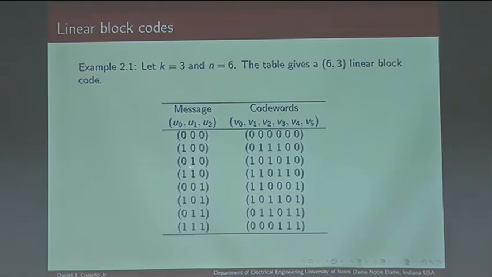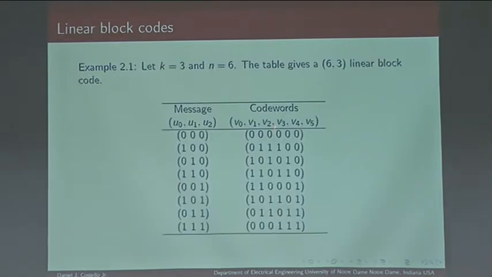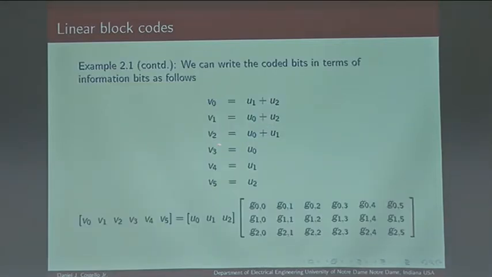It's the sum of the first two bits. And we can see these two rows give us 1 here, 1 plus 1 is 0, etc. So these are the rules by which the first 3 bits here were formed. And if you look at the last 3 bits here, you'll see that they're actually exactly equal to the 3 message bits. So the equations for the last 3 bits are V3 is U0, V4 is U1, and V5 is U2.